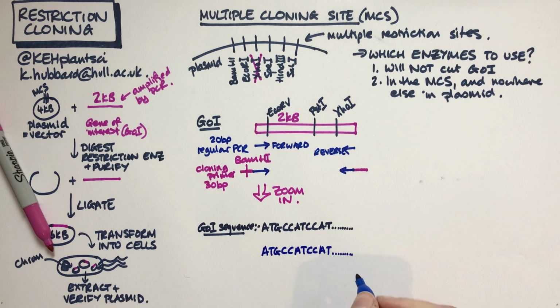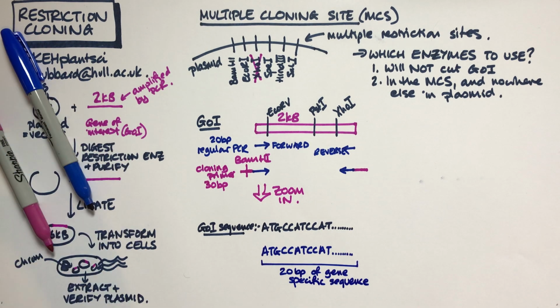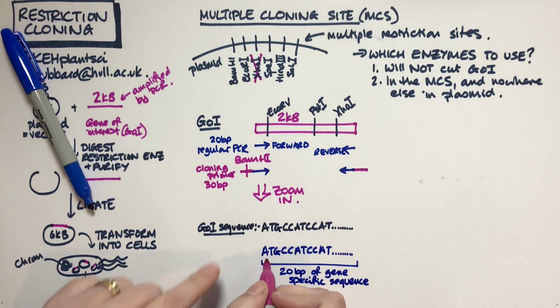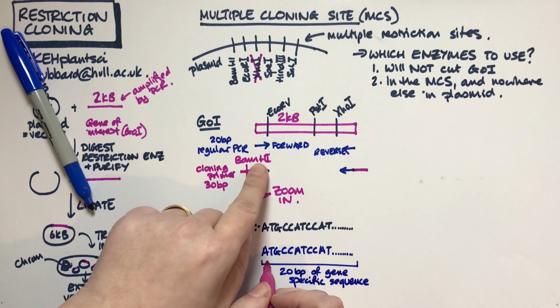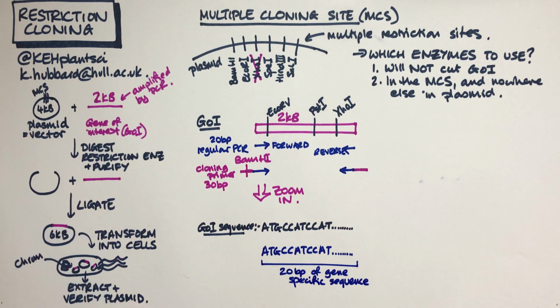Okay, so actually my primer, I'd have about 20 base pairs of gene specific sequence. I would then add some things in artificially. So let's say I want to add the sequence BamHI, so I want to add a restriction site there.